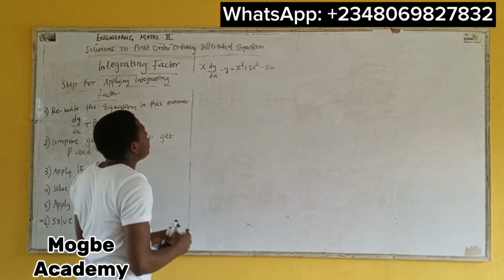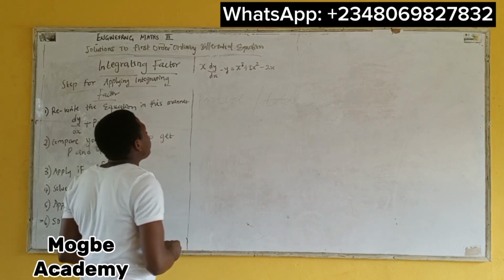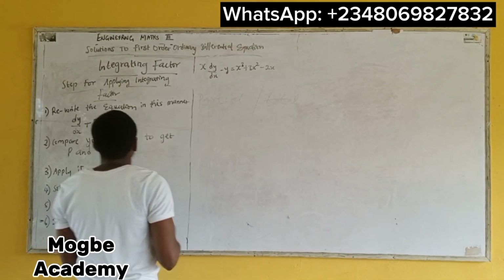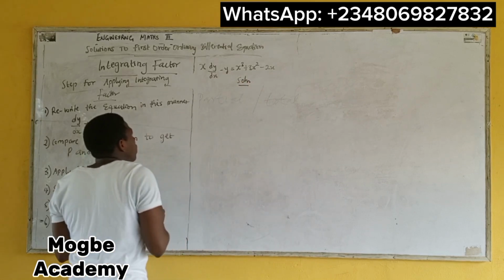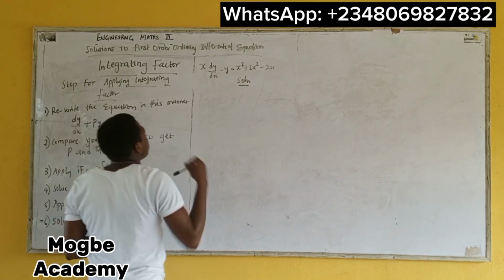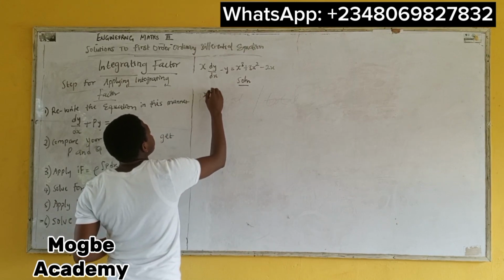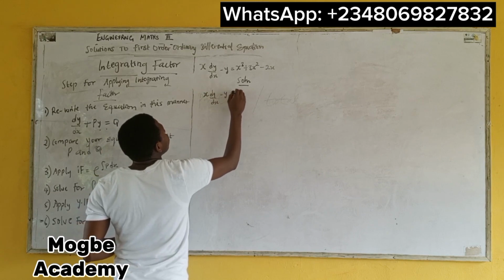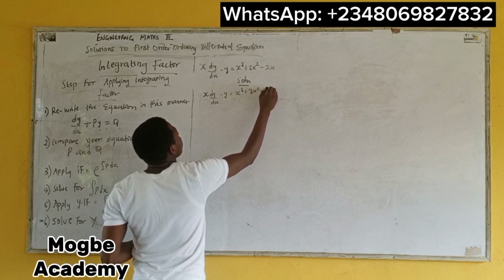x dy over dx minus y equal to x raised to the power of 3 plus 3x squared minus 2x. Now let's solve this. Solution. The first thing is to make dy dx stand alone. We write the equation first: x dy over dx minus y equals x raised to the power of 3 plus 3x squared minus 2x.